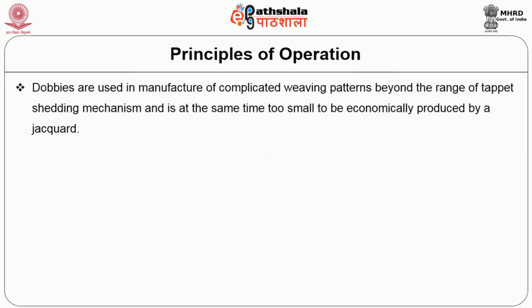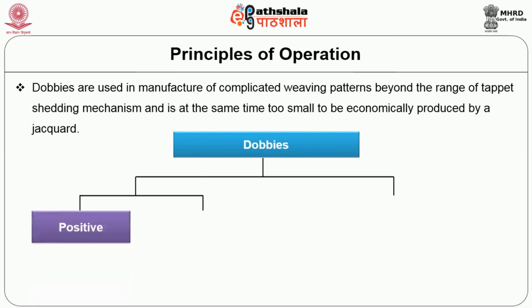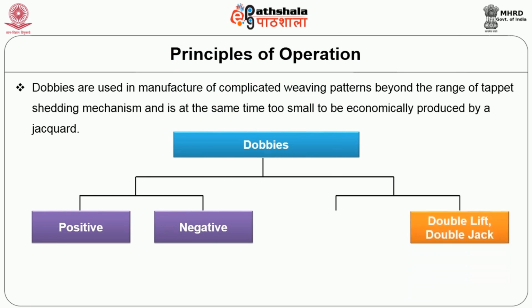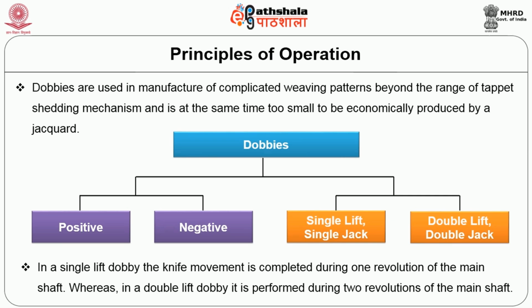Principles of operation. Dobbies are used to manufacture complicated weaving patterns beyond the range of tappet shedding mechanism and that are at the same time too small to be economically produced by a jacquard. Dobbies are broadly classified as a positive Dobby and a negative Dobby depending on the cycle of the knife movement. Dobbies are further subdivided as single lift, single jack or double lift, double jack. In a single lift Dobby, the knife movement is completed during one revolution of the main shaft, whereas in a double lift Dobby, it is performed during 2 revolutions of the main shaft.